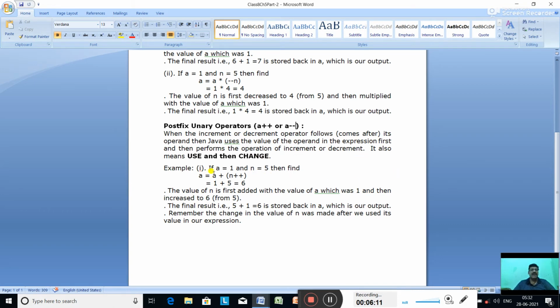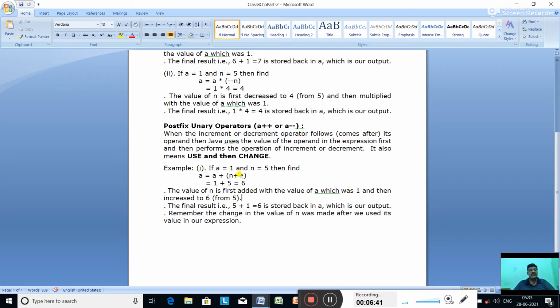See the example, if a equal to 1 and n equal to 5, then a equal to a plus n plus plus. So n value is 5. So first 5 plus 1, 6 will take place. First the initial value of n, which is 5, will be added with the a value, that is 1, and the output will be 6. And after that n value is increased by 1. That means the final value of n will be 6.